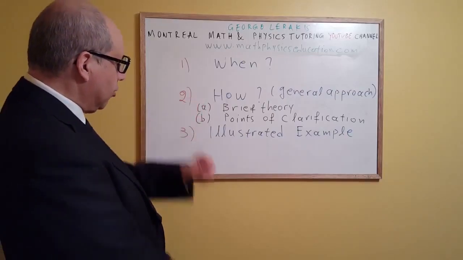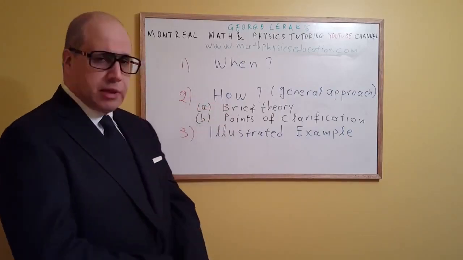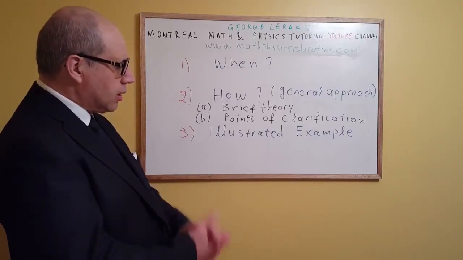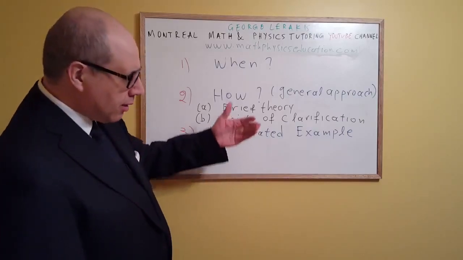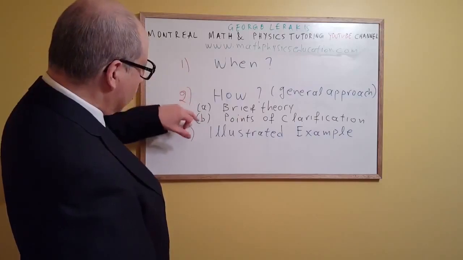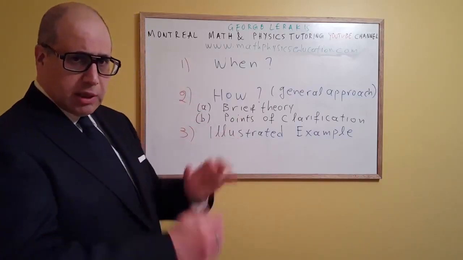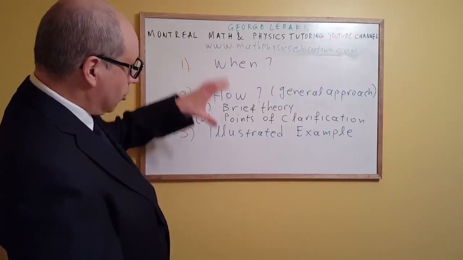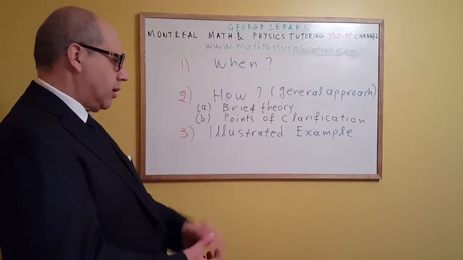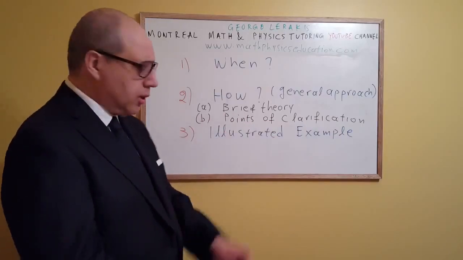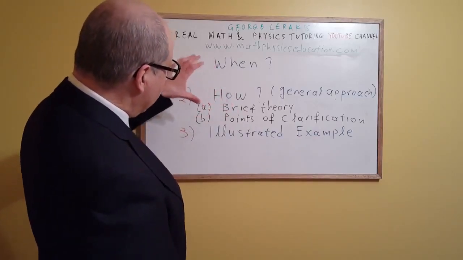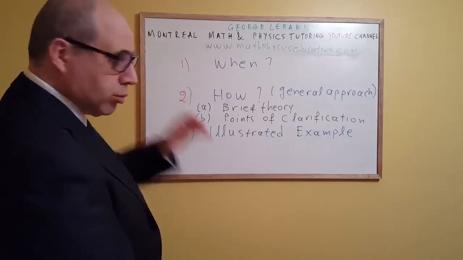And the second part of the how is some points of clarification. I mean, besides the theory, sometimes we have to explain some points that have to be clarified, and these have to do with the method that you are using. Sometimes the 1 and the 2 are interchanged, but certainly you have to address both the theory and the points of clarification. And finally, the third point is an illustrated example. So, it is an example that will employ all of what we said in 1 and 2.